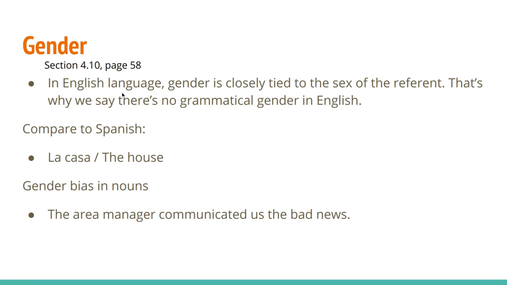Okay, and it says that in the English language, gender is closely tied to the sex of the referent. That's why we say there's no grammatical gender in English, which makes everything much, much easier. So whenever we say in Spanish la casa, in English we're going to say the house. Whenever we say el sol, in English we're going to say the sun. So there's no grammatical gender in English, which makes the use of the language much easier. Okay? There is no gender bias in nouns.